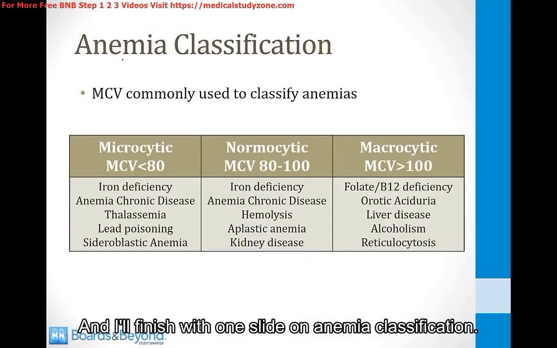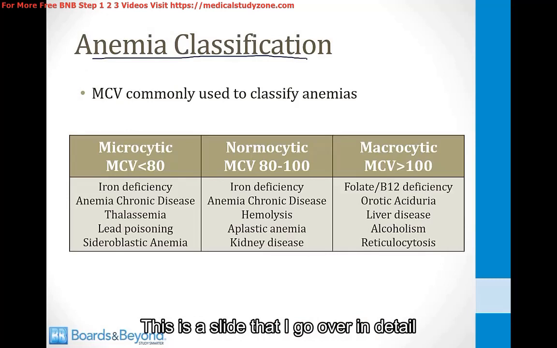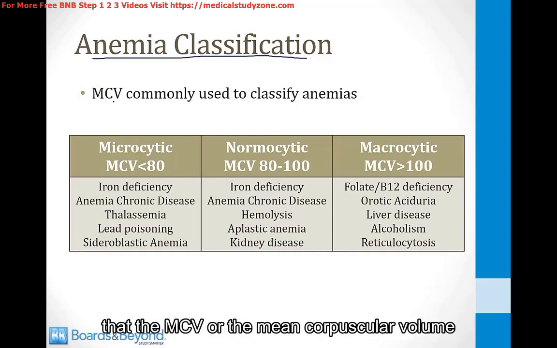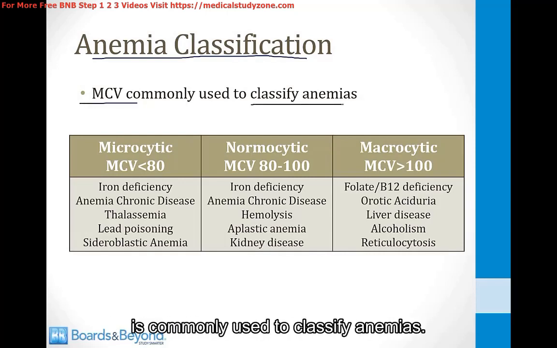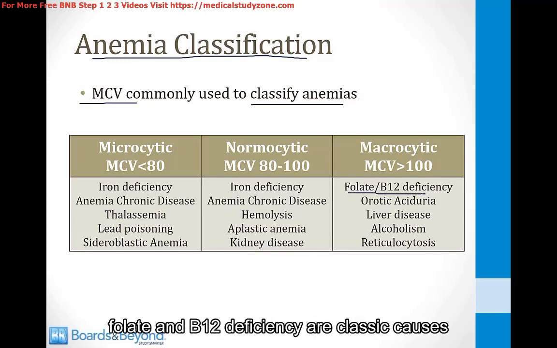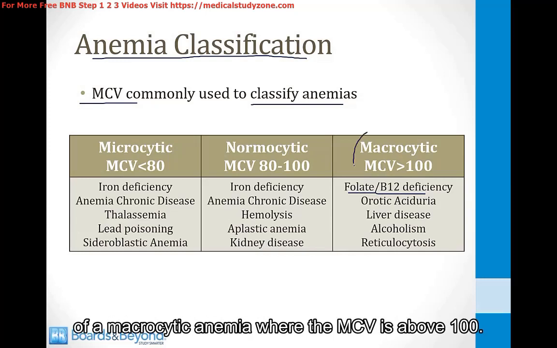And I'll finish with one slide on anemia classification. This is a slide that I go over in detail in videos in the hematology section. But I just want to point out to you that the MCV, or the mean corpuscular volume, is commonly used to classify anemias. And as I mentioned earlier in this video, folate and B12 deficiency are classic causes of a macrocytic anemia where the MCV is above 100.